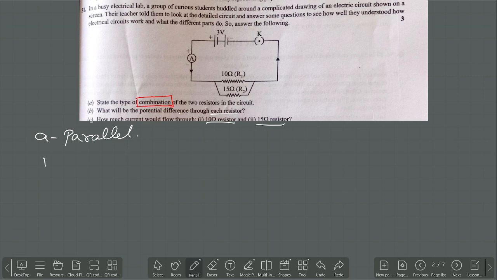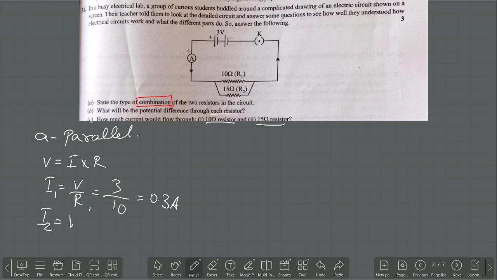So what is the formula? V is equal to I into R. Therefore I is equal to V by R. What is the value of V here? 3. Let us calculate for the first resistor. 3 by 10, which is going to be 0.3 ampere. Like this, calculate for the second resistor.